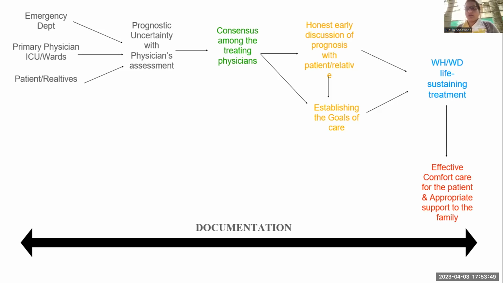You have an honest open discussion with the patient slash relative, and you establish what the goals of care are. And after doing that, if the patient is on any life sustaining treatment, which includes not only ventilator, but it will include dialysis as well. So if there is an option, you can withhold or withdraw from it, and you give comfort care or good supportive care to the patient.